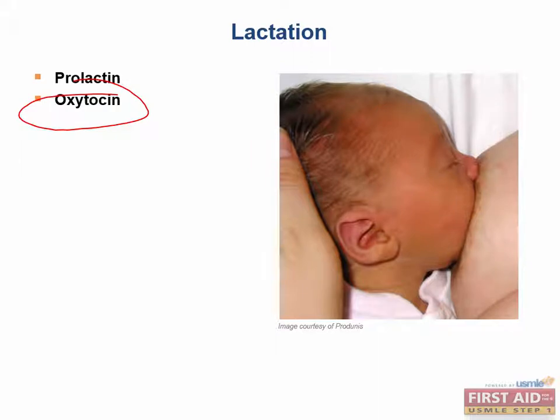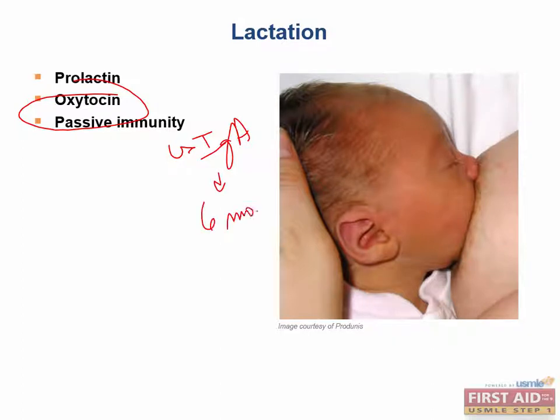Do know that breast milk is the best nutrition for infants. It contains immunoglobulins, mainly IgA. This confers passive immunity for about 6 months after birth. Now, the fetus also receives passive immunity via antibodies through the placenta. Do you remember what immunoglobulin can actually cross the placenta? That's right, it's IgG.